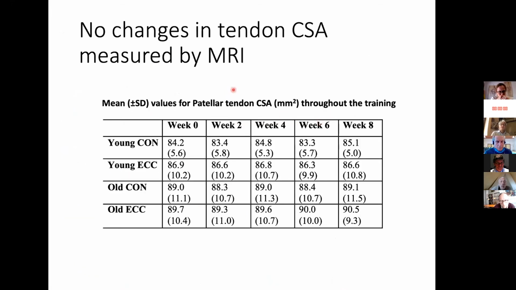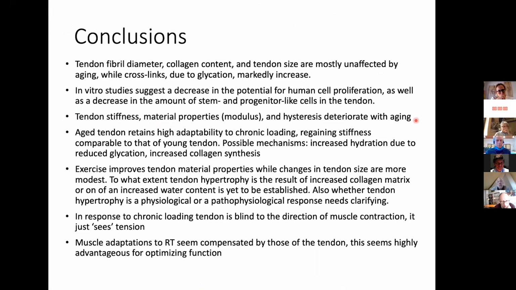Whereas there were no changes in tendon size throughout the 8 weeks of training. So to conclude, we can say that tendon fibril diameter, collagen content, and tendon size are mostly unaffected by aging, while cross-links due to glycation markedly increase. In vitro studies suggest a decrease in the potential for human cell proliferation, as well as a decrease in the amount of stem and progenitor-like cells in the tendon.